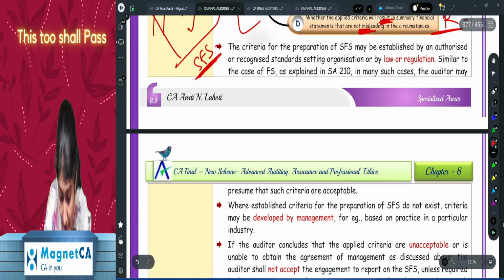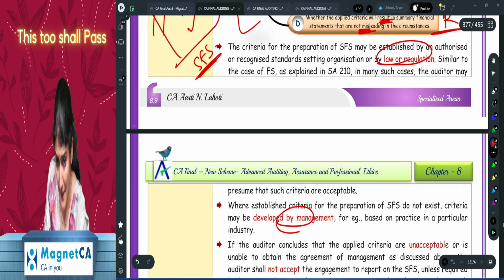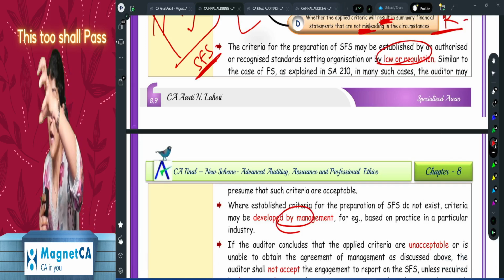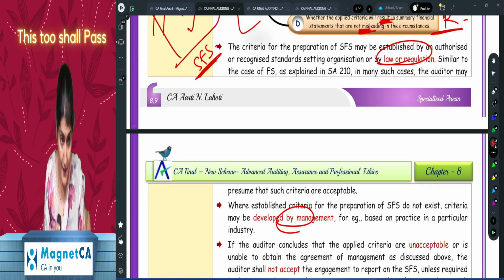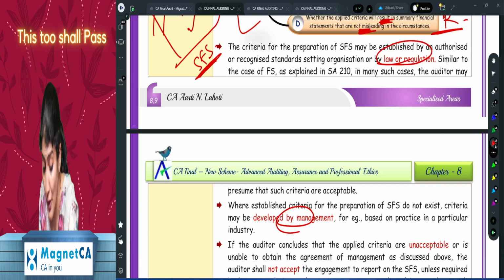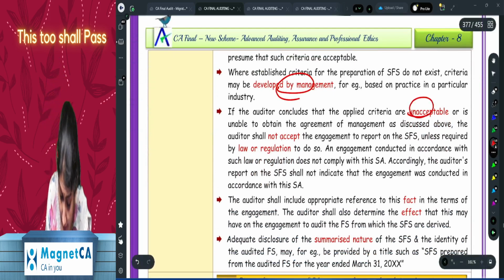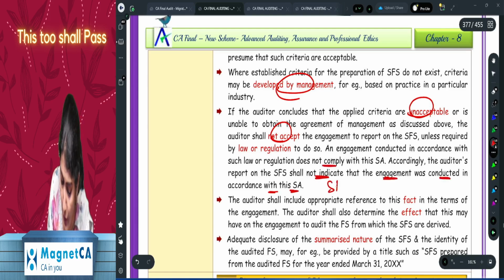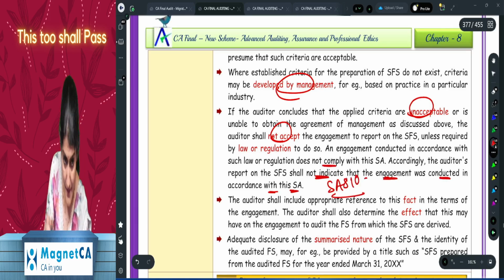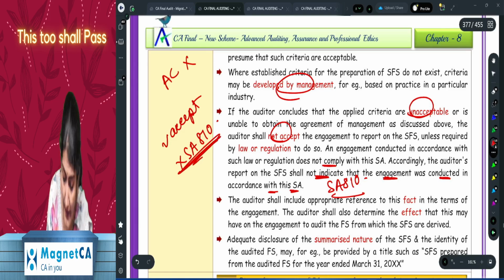Okay, right? And then some applied criteria could either be given by law or it could be developed by the management. So the applied criteria could be abridged financial statements as required by SEBI, so then it is required by law, or it could be a format which is developed by the management. If it is a format developed by the management and the CA has accepted the engagement, it's unacceptable and he should not accept. But still, if he accepts the engagement, he will not mention that he has done the engagement in accordance with SA 810. It says if the applied criteria is not acceptable, but still the CA accepts the engagement, now don't write that you did the engagement as per SA 810.